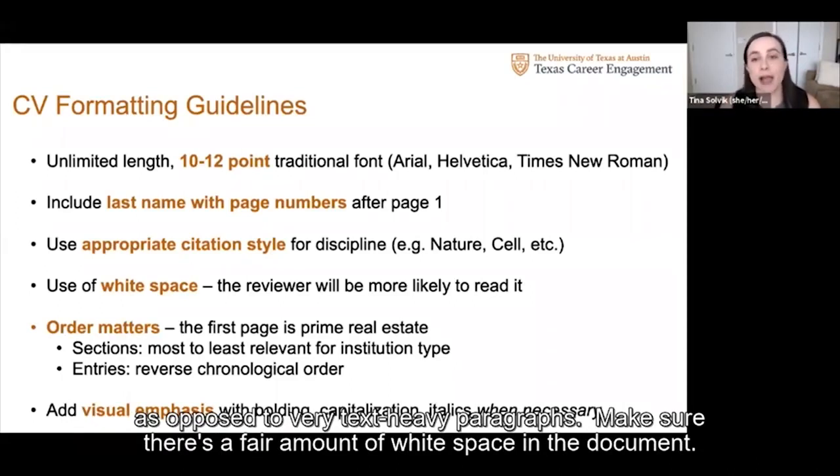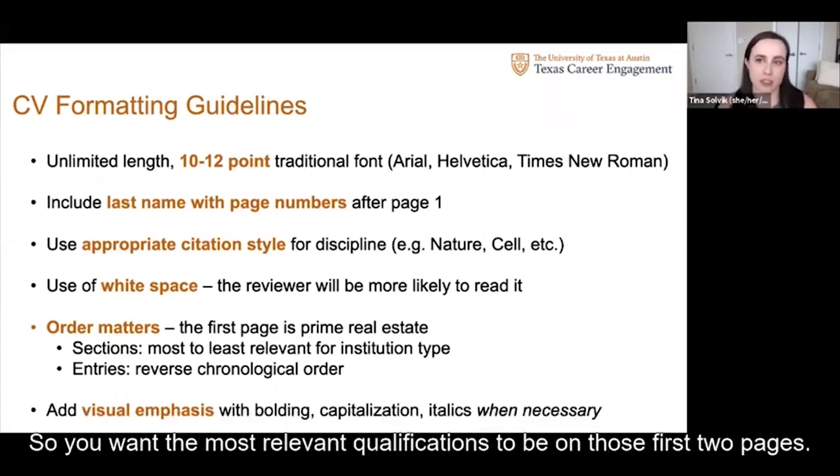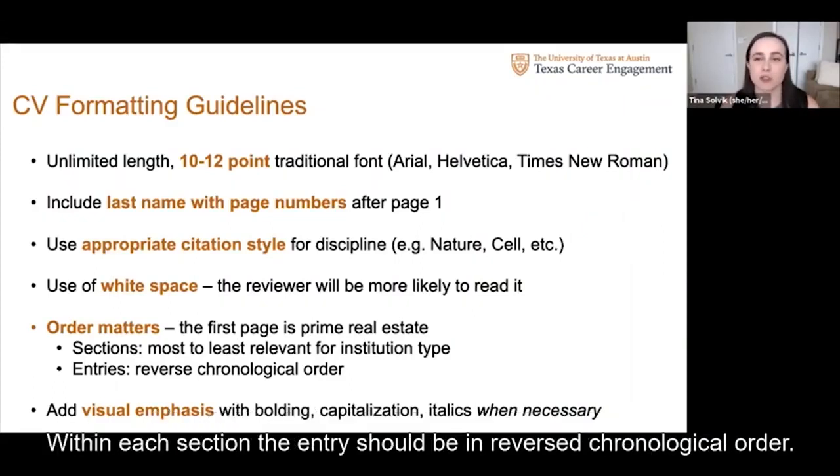And then order matters. That first page or two is the prime real estate. It's what they're going to spend the most time looking at. So you want the most relevant qualifications to be on those first 2 pages. So that means that your sections should be ordered from most to least relevant based on the institution you're applying. And then within each section, the entries should be in reverse chronological order.